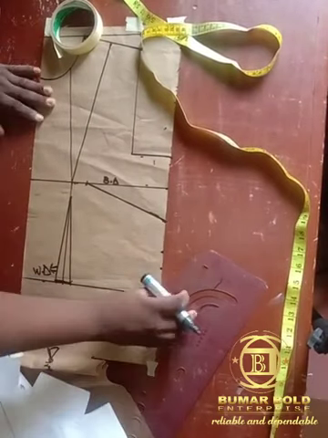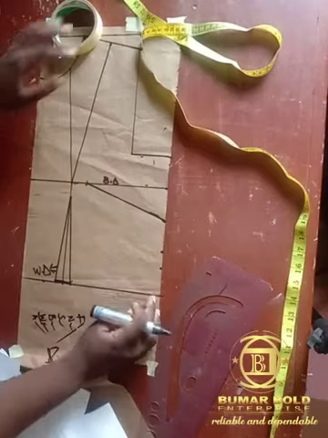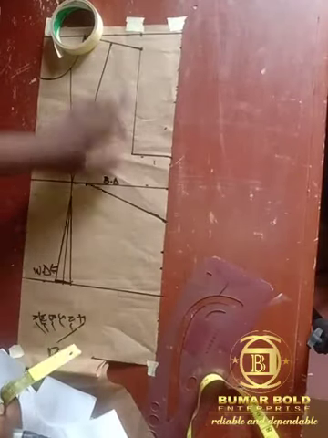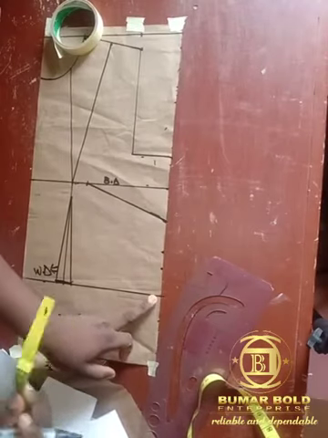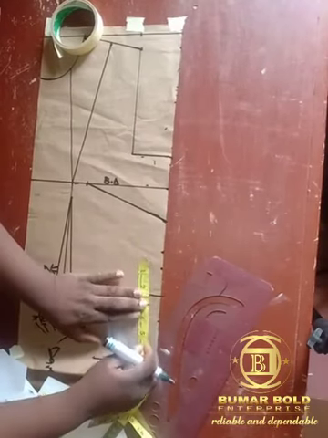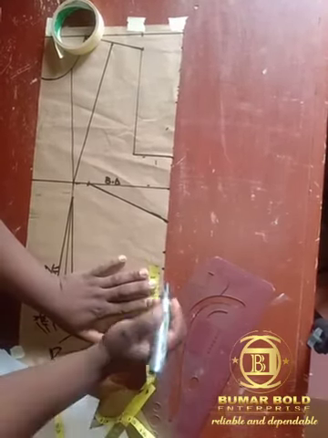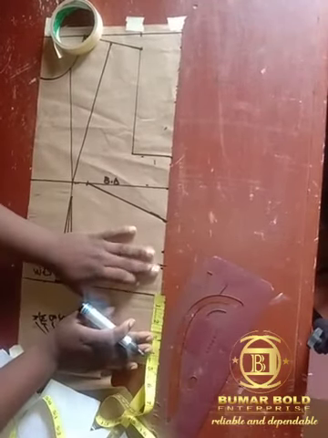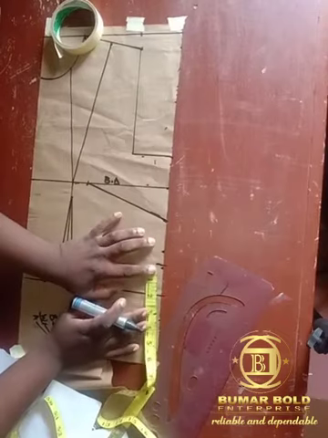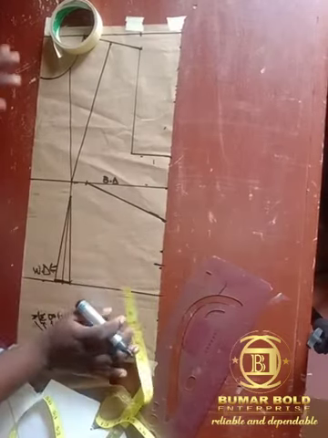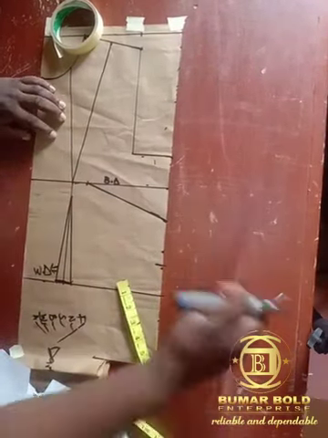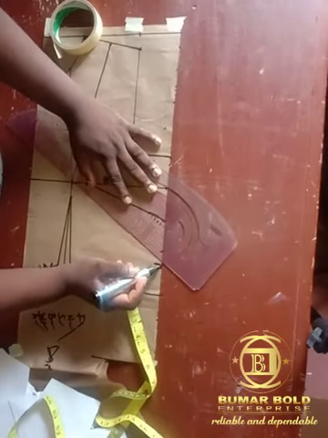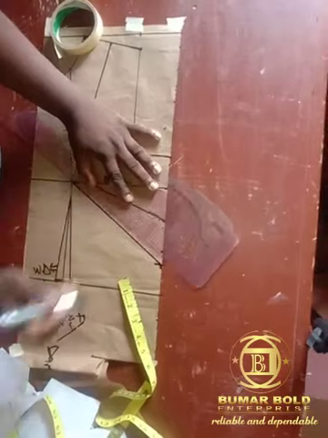The French dart. What you just have to do is at the side here, at the shoulder, at the half length, at the waistline here, you just come up by 2 inches. Come up by 2 inches, or you can decide to come up by 1.5 as you wish, but it shouldn't be more than 2 inches. Then you connect to the bust point like this.